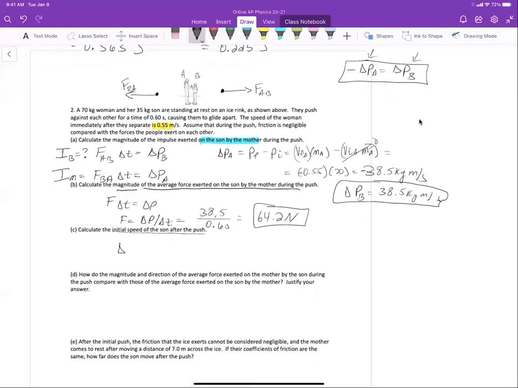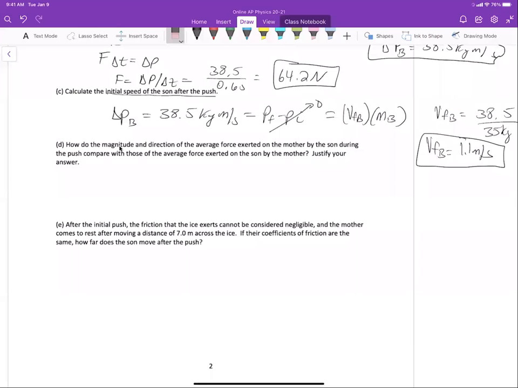Calculate the final speed of the son after the push. Well, we know that the change in momentum of the son, which we call B, is equal to 38.5 kilogram meters per second. That has to equal momentum final minus momentum initial, which was 0. So that has to equal its final velocity of B times the mass of B. We'll solve now for the final velocity of the boy, which would be 38.5 divided by its mass, 35 kilograms. And we will find the final velocity of this child to be 1.1 meters per second.